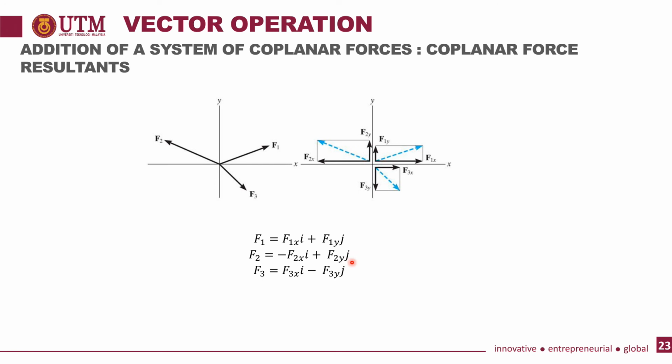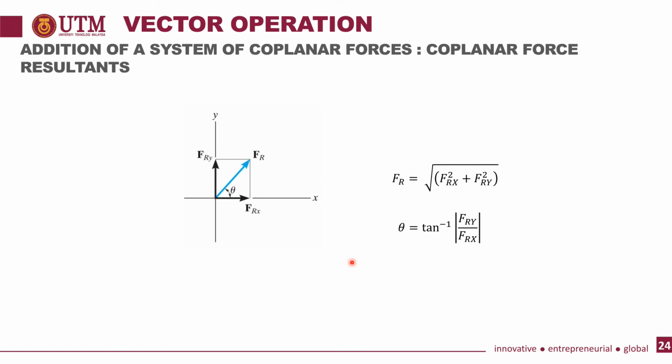Later on, we will try some examples so that you can improve your understanding of representing your system of forces using scalar or Cartesian form. For scalar notation, if you want to find the resultant force and you already have the total force with respect to the x-axis and the total force with respect to the y-axis, the resultant force equals the square root of the square of the total force in x plus the square of the total force in y. You can find the resultant force using this formula.